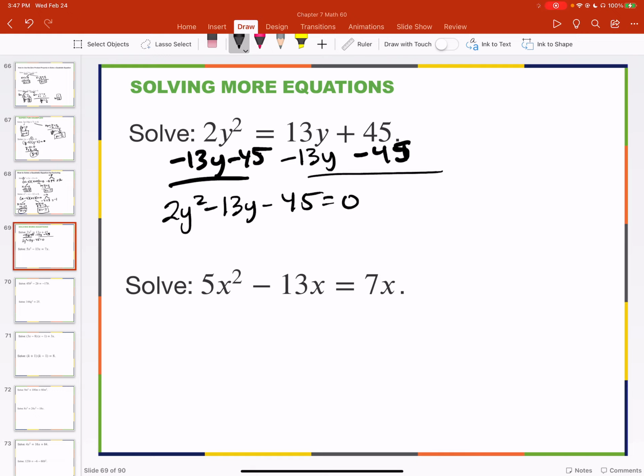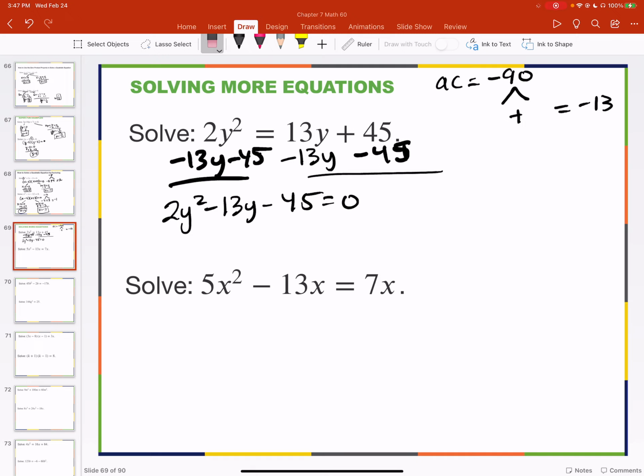These do not have a GCF, so let's use the AC method. AC is going to be negative 90. What are the factors of negative 90 that when combined give me negative 13? If you said negative 3 and negative 10, actually, no, that's not right, because negative 3 times negative 10 did not give me negative 90. Okay, fine. That was too easy.